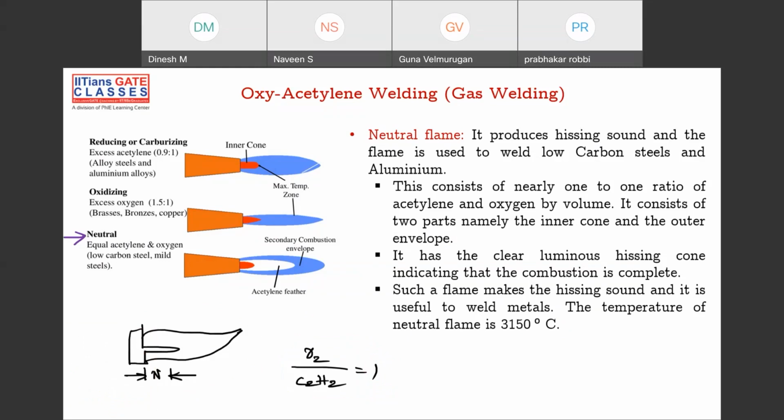Okay, so there are 3 different flames, and the different flames are categorized based on the percentage or ratio of oxygen and acetylene that you provide, the materials for which each flame is used, and the results also, right? You know the results also, right? Are you getting my point, guys? Hello? Yes, very good, very good.